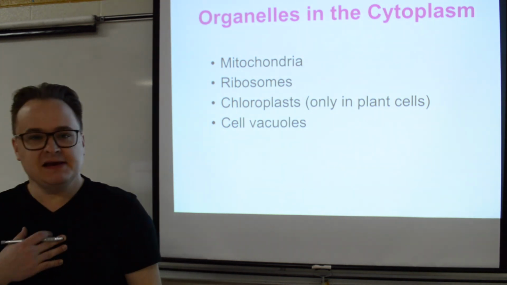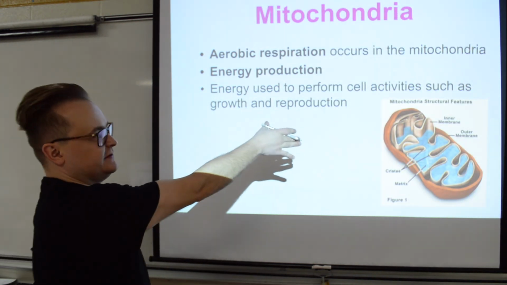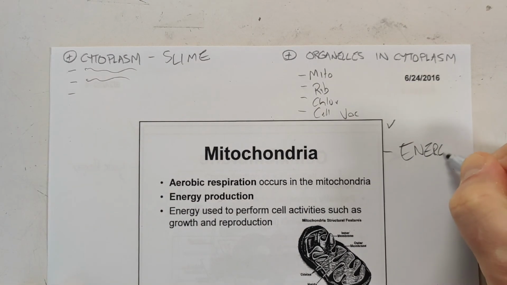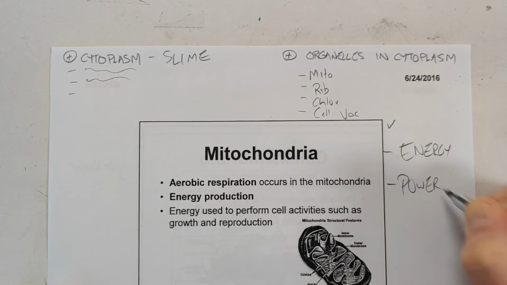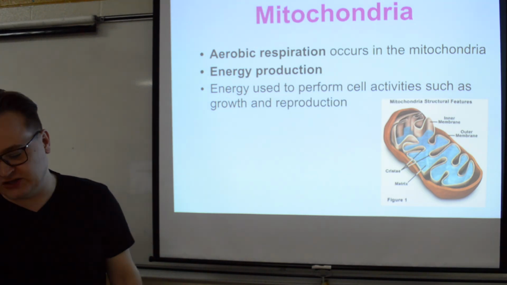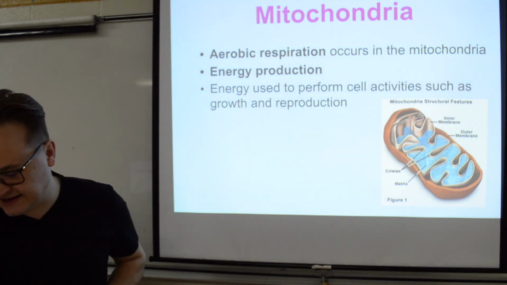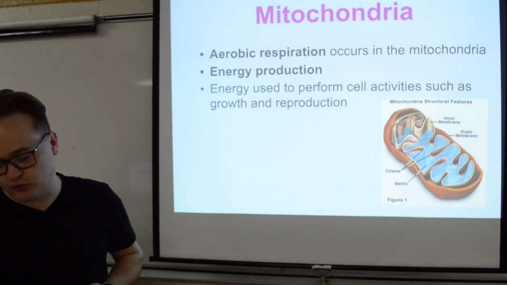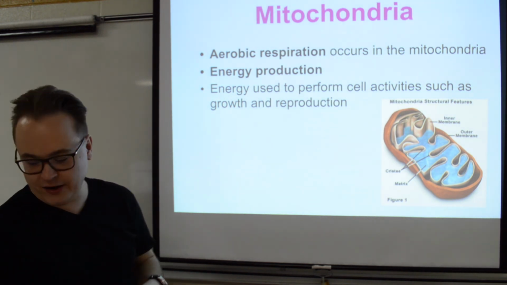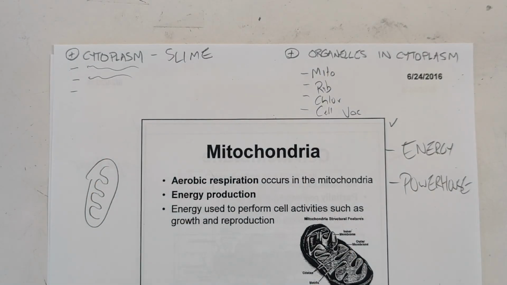All right, now we're back to the mitochondria, and you have this one in your booklet, so you're good. So what do you need to know? Always write energy on the margin and powerhouse. Make sure you have those, right? So aerobic respiration occurs. That's chemical reactions like we were talking about at the beginning of today's lesson. And energy used to perform cell activities such as growth and reproduction. So it's all about energy for the mitochondria. And the mitochondria normally looks like a pill with some squiggles in it. Something like that in a diagram.